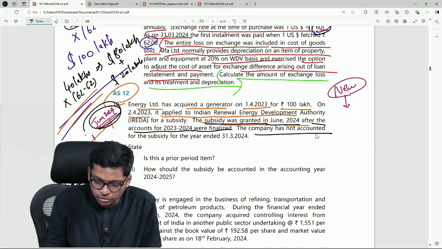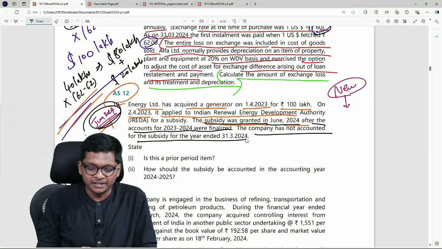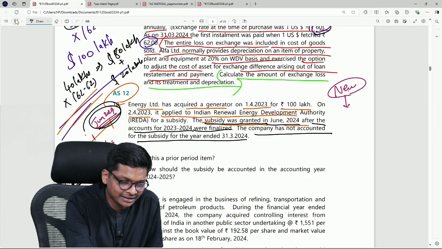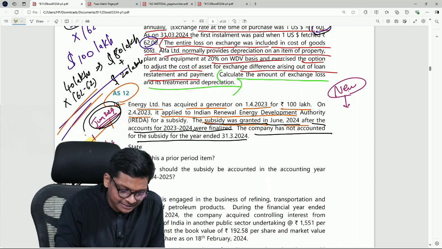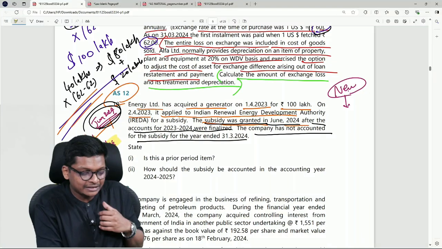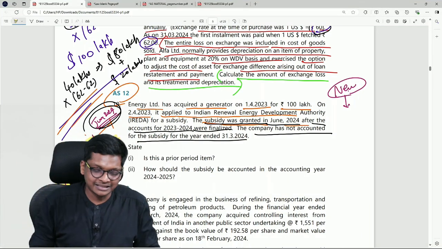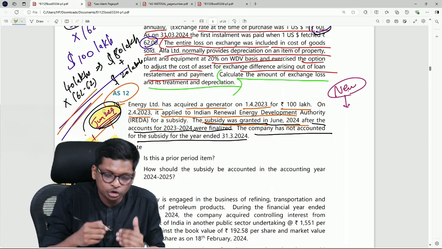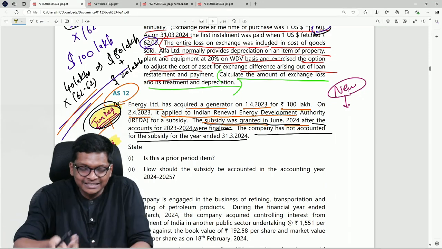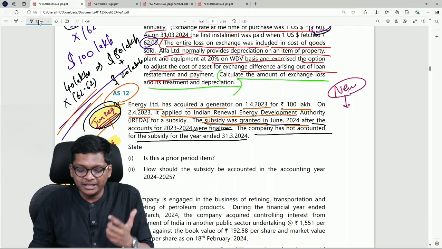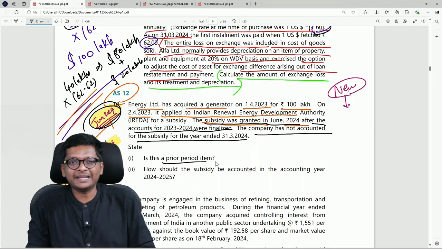The company has not accounted for subsidy in the year 31st March 2024. They are saying in this period, guys, this financial year, 1st April 2023 to 31st March 2024, they have not accounted the grant because it came only in June 2024. Next year, after the board approved only it came. Is this a prior period item?